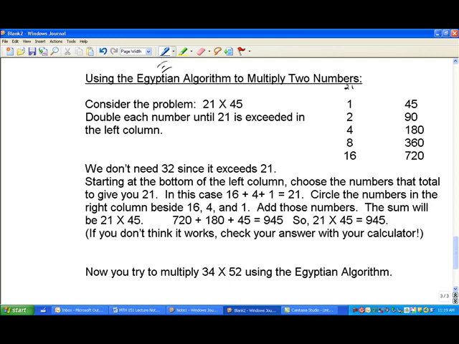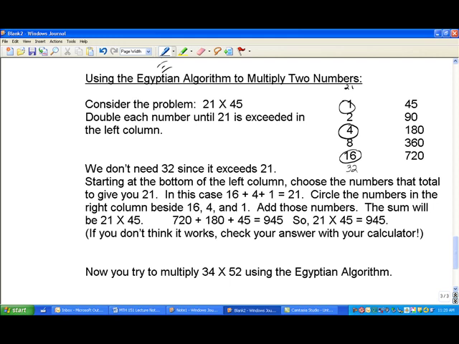So I know if I double it again, I'll get a 32, which I don't need to do. Now, what we do is we want to pick numbers in the left-hand column that add up to 21. And start with the biggest number, so I'm going to start with 16. 16 plus 8 would be too large. That would give us 24. 16 plus 4 would give us 20, so that's going to work. And 16 plus 4 plus 2 would be too big, but plus 1 would be correct.